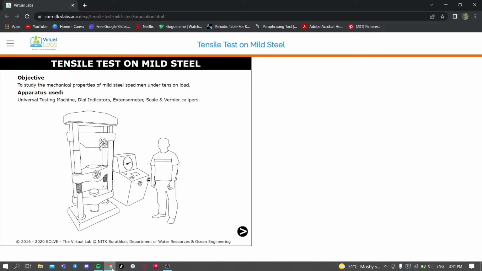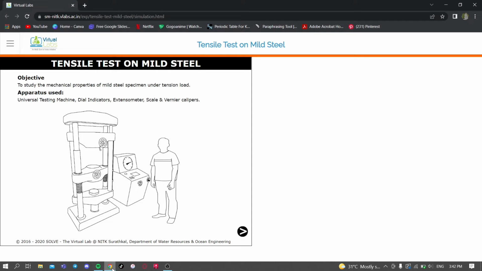Today I'm going to present the tensile test on a mild steel specimen experiment in the virtual lab. First, the objective is to study the mechanical properties of a mild steel specimen under tension load.